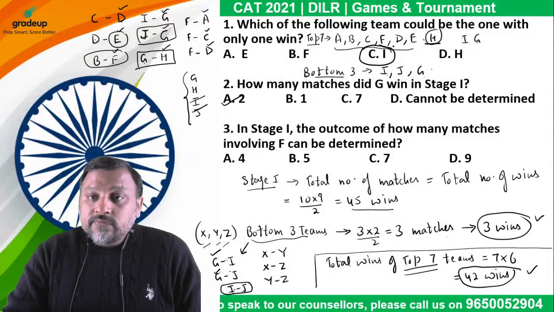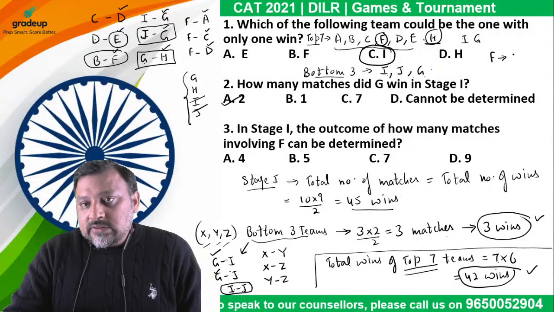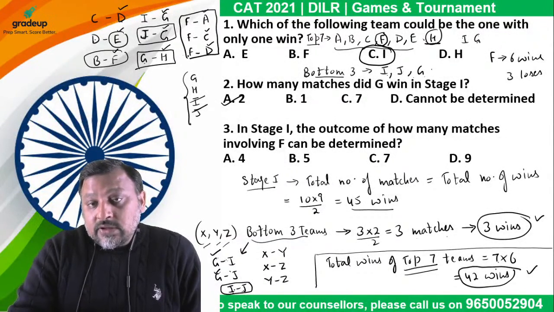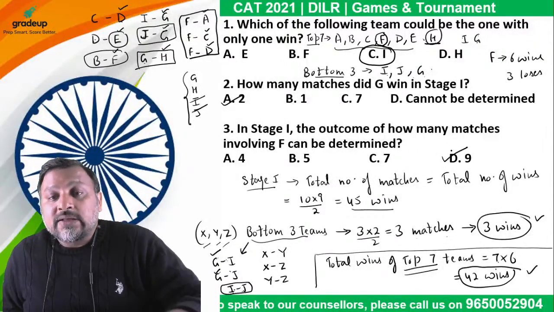So we know this F is in the top 7. So that means F has 6 wins and 3 losses. The 3 losses of F are already given. So that means in the remaining 6 matches, F has won. So I can determine the outcome of all the 9 matches.